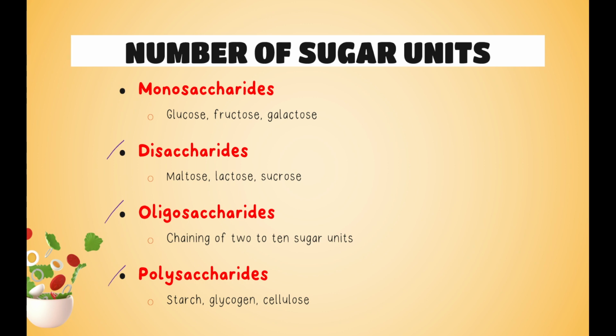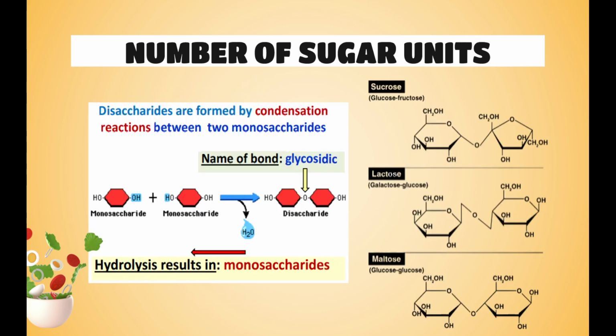Next, disaccharides. Examples would be maltose, lactose, and sucrose. Oligosaccharides are chains of 2 to 10 sugar units, while polysaccharides are more than 10 sugar units. Examples of polysaccharides are starch, glycogen, and cellulose. So going back to disaccharides, meaning two monosaccharides combined together, disaccharides are formed by a condensation reaction between two monosaccharides, as you can see here.